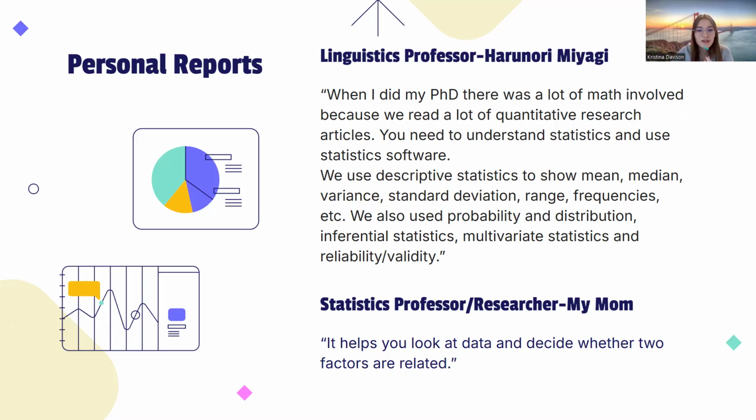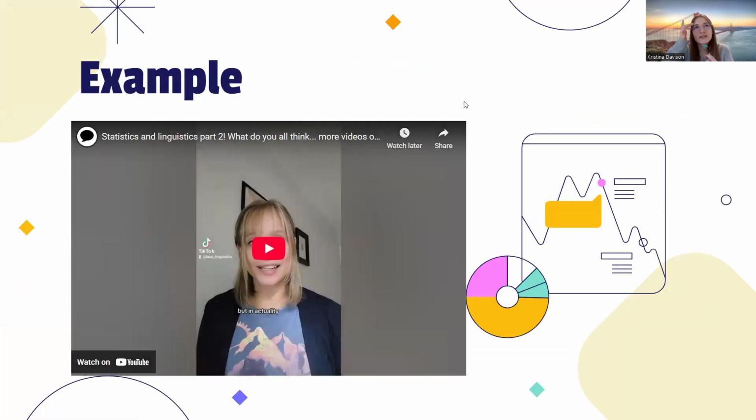So she said it helps you look at data and decide whether two factors are related. So anytime linguistic data scientists are conducting statistical research, I think what is really interesting to understand is when they look at two things and see the relationship between those two factors. So I found this video to help you understand in a different way of seeing it.